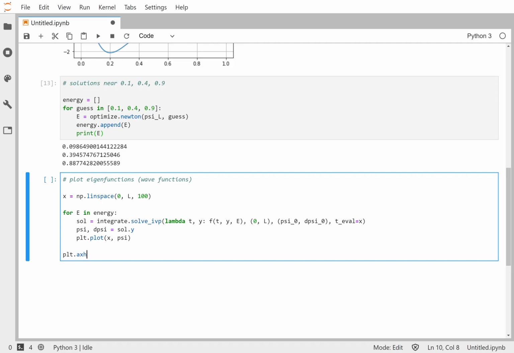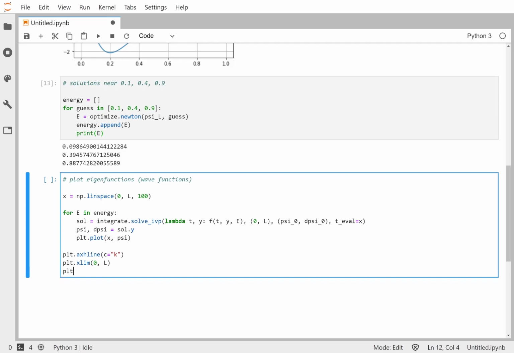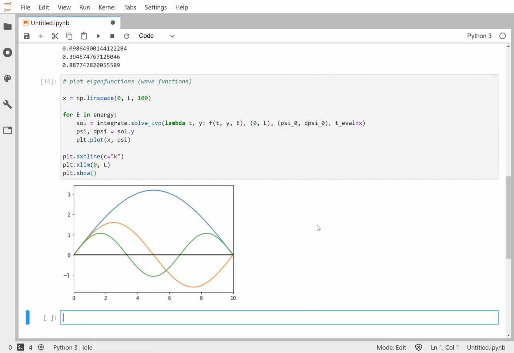So I think I will do a horizontal line though, just to check if they're symmetric around that. We expect something like that. And we'll do a plt.xlim 0 to L. And here I was saying I didn't want to make it fancy, and then I go and add code to make it fancy. I can't help myself. What can I say? So here we go.